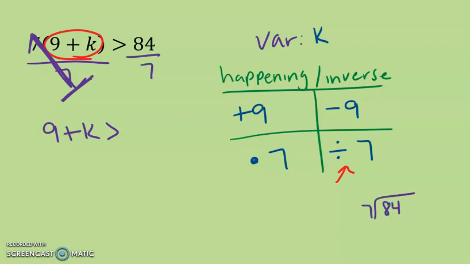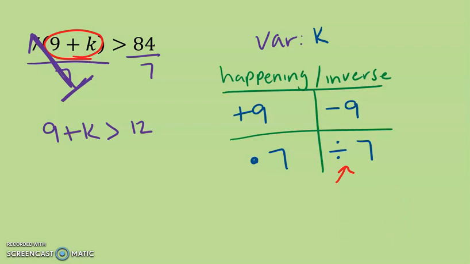84, 7 goes into 8 once. We subtract, we're left with 1, bring down the 4. 7 goes into 14 twice, so we end up with 12. And if you already knew that, then fantastic.